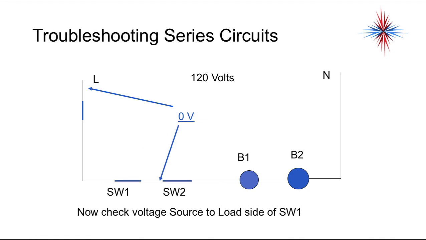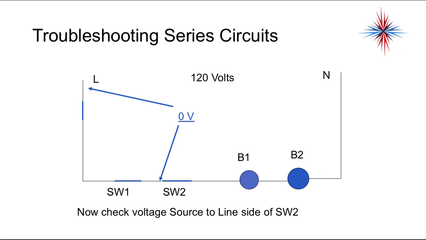Check voltage from source to the load side of switch 1. Now, there again, I'm bringing a new term, load side. That is the side of any switching device that is facing the loads. I should have 0 volts. If I have voltage here after doing my prior checks, switch 1 is bad.